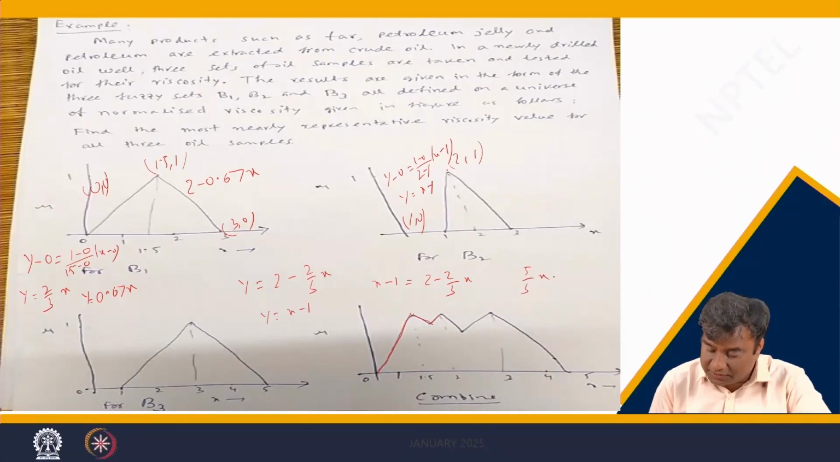5 by 3x is equal to 3, so x equals 9 by 5, so x equals 1.8. So this point x is 1.8. Similarly, you need to solve these things.